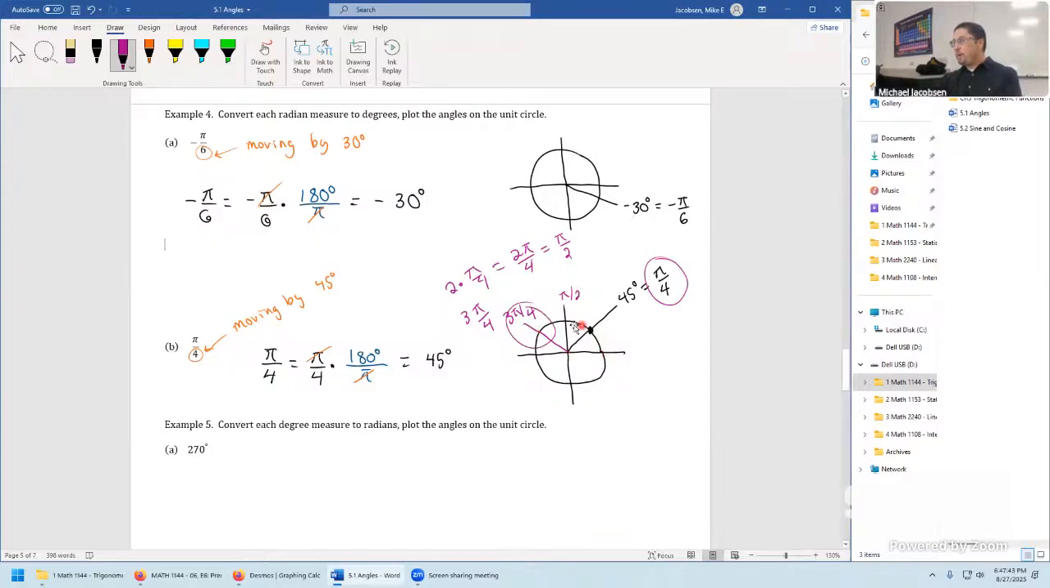So that's a different way to see the same sort of idea. Whatever pi number there is, whether it's 2 pi or 3 pi, tells us how many times you cranked 45 degrees in your rotation.